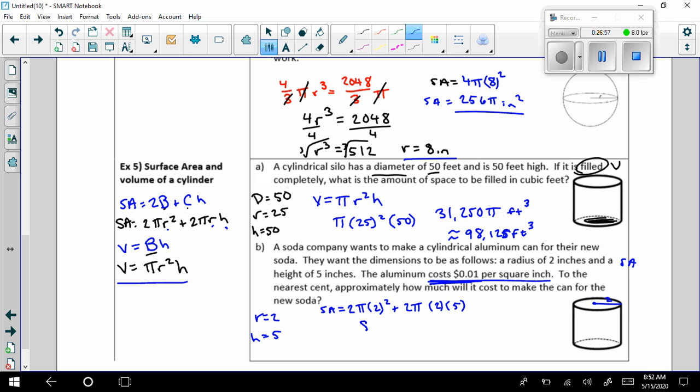So we get 87.92, that's inches squared. And it's a penny for each of those. So just multiply that by 0.01, which just moves your decimal. So it costs about 88, because we're going to round up, cents per can.